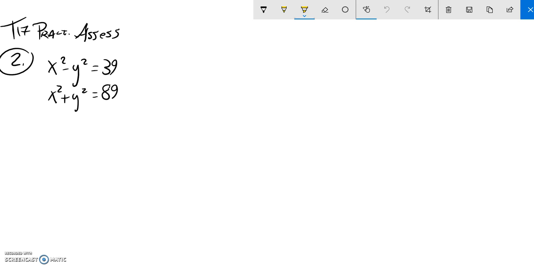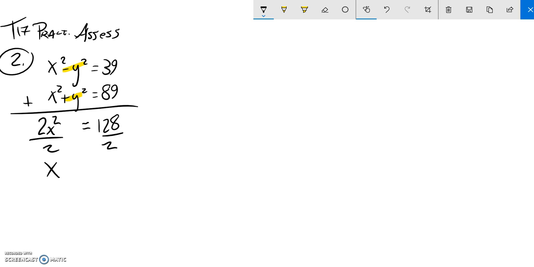But one of the things that I notice is I have a negative y squared and a plus y squared. So I can just add these equations together. x squared plus x squared is 2x squared, and the y squareds drop out. So that's fantastic. Now I add 39 to 89 and I get 128.